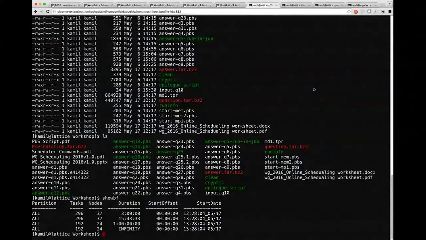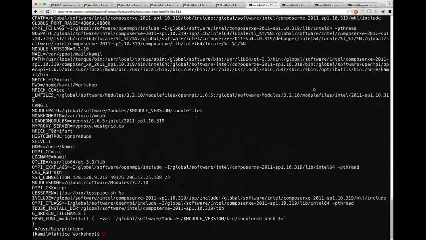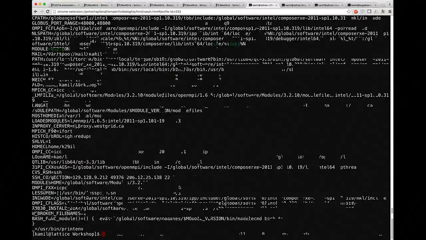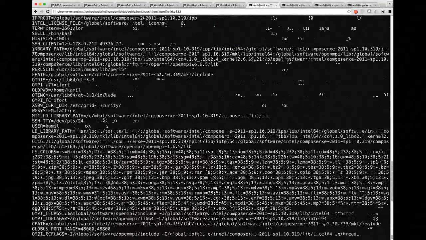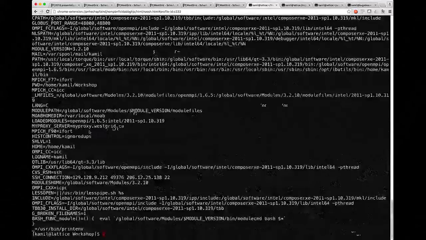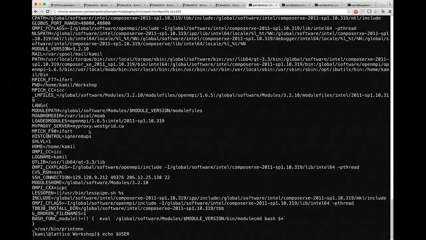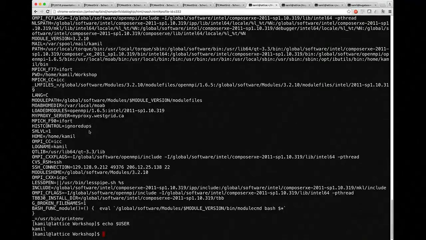Here on Lattice, you could write out all the environment variables that you have by typing a command called printenv, and it will show all the ones that are there. For instance, you could echo $USER, and in that case, it'll give you your username. There's a lot of information about your account in these environment variables.